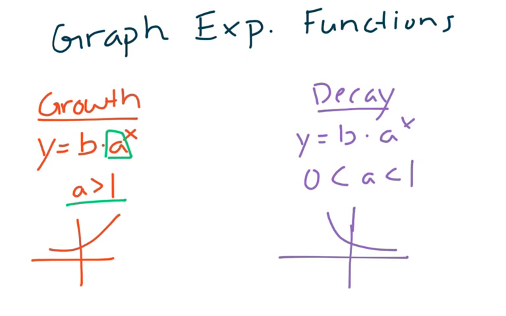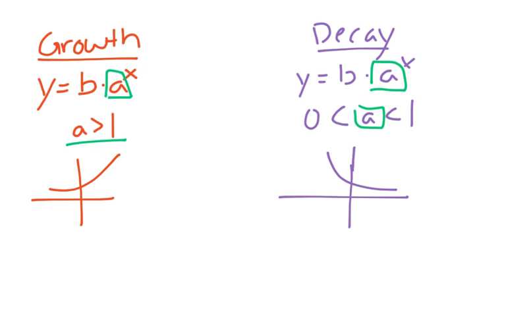The second type is decay, which means the number that's being raised to an x is less than 1. So it's between 0 and 1, and it's getting closer to the x value. Now notice that these functions are never going to cross this line, which means they both have horizontal asymptotes at y equals 0.